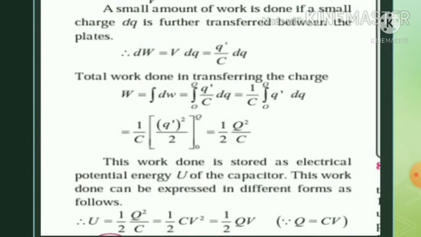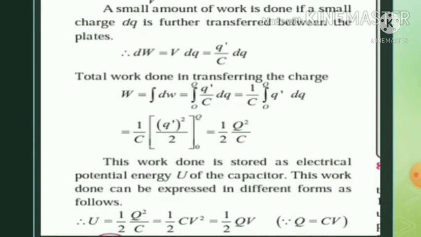So this is a simplified step. This step should not be shown on the screen. It is a considerable step. So then we can write W equal to 1 upon C into square bracket, small bracket numerator as q' raised to 2 upon 2, square bracket complete, lower limit 0, upper limit Q.